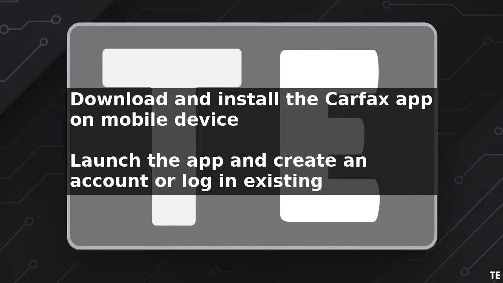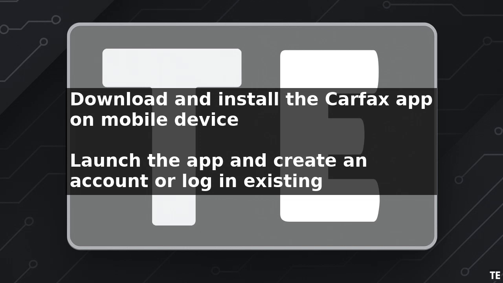To get started with the Carfax app, first download and install it on your mobile device from the App Store. Once installed, launch the app and create an account or login if you already have one. The home screen of the Carfax app provides several options to begin your search for vehicle history reports.